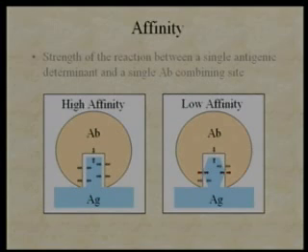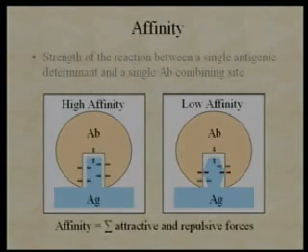So this antigen would bind to the antibody with a higher affinity than this antigen. And the affinity is nothing else but just the sum of all those attractive forces minus any of those repulsive forces. That gives you the affinity. It's the strength of the binding between an individual epitope and a single binding site.